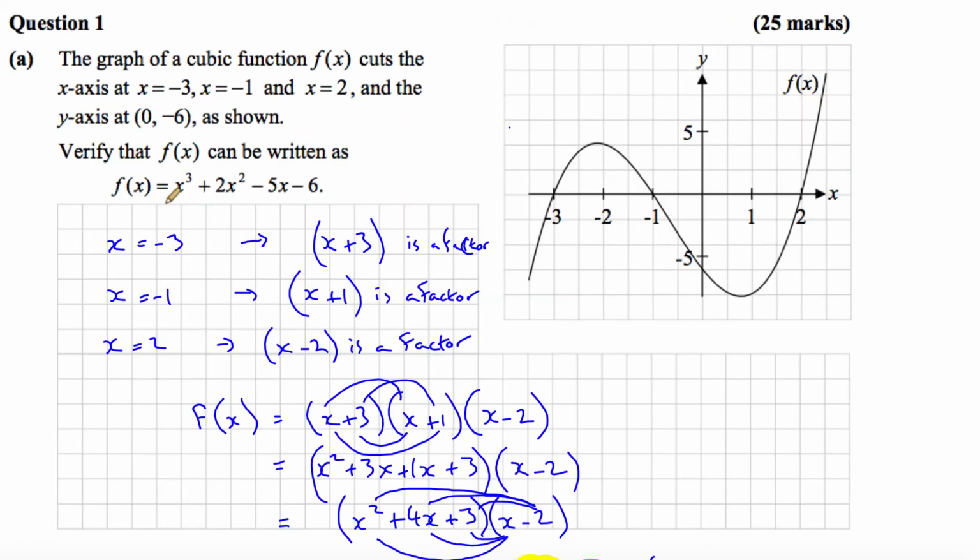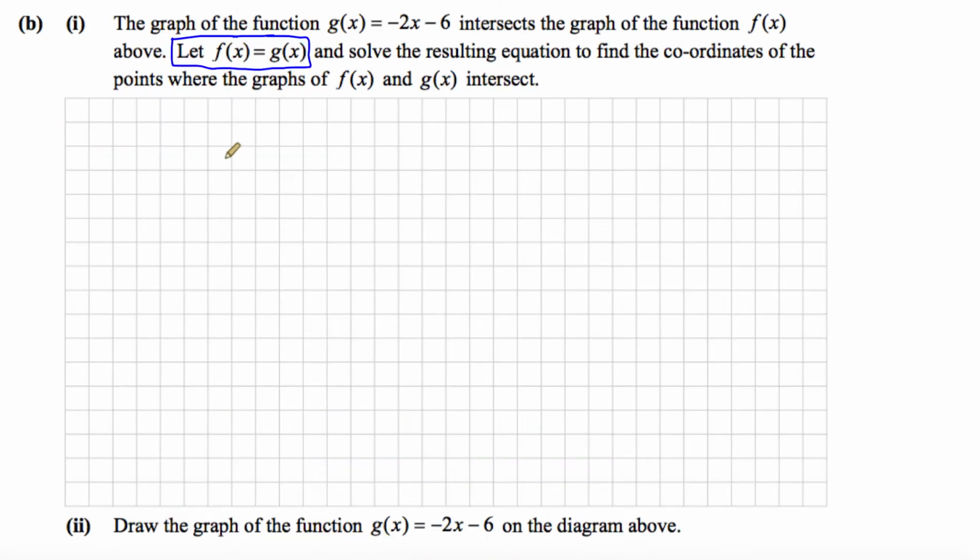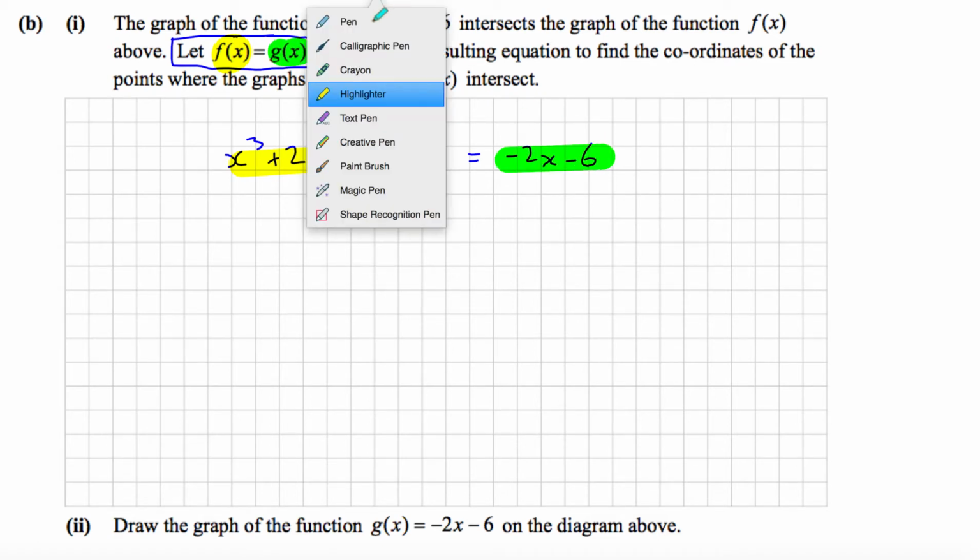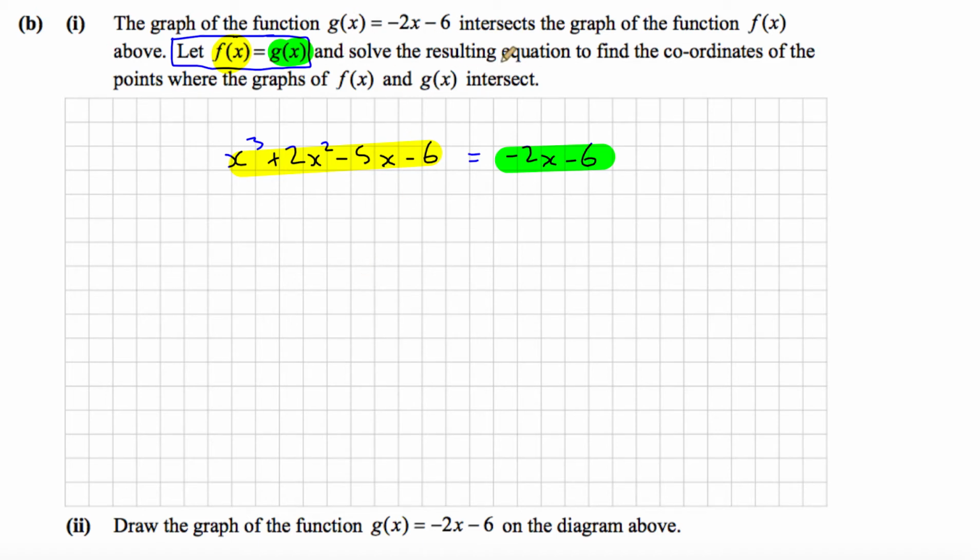Okay, so we had f of x before, this one here, x cubed plus 2x squared minus 5x minus 6. And we're going to let that be equal to g of x, which is minus 2x minus 6. So again, just to be clear, we had f of x, which is this, and we're letting that equal g of x, which is this. And we're asked to solve the resulting equation. So we're going to form an equation from this.